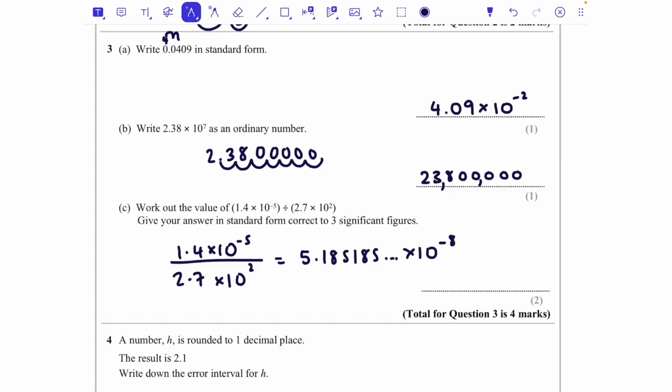Now, my calculator has given that to me in standard form, but I do need to round it correct to 3 significant figures. So for significant figures, we are starting counting from the beginning of the number. So 5 and then 1 and then 8. And we check the next number because it's a 5, it rounds up. So my answer here is going to be 5.19 times 10 to the power of minus 8.